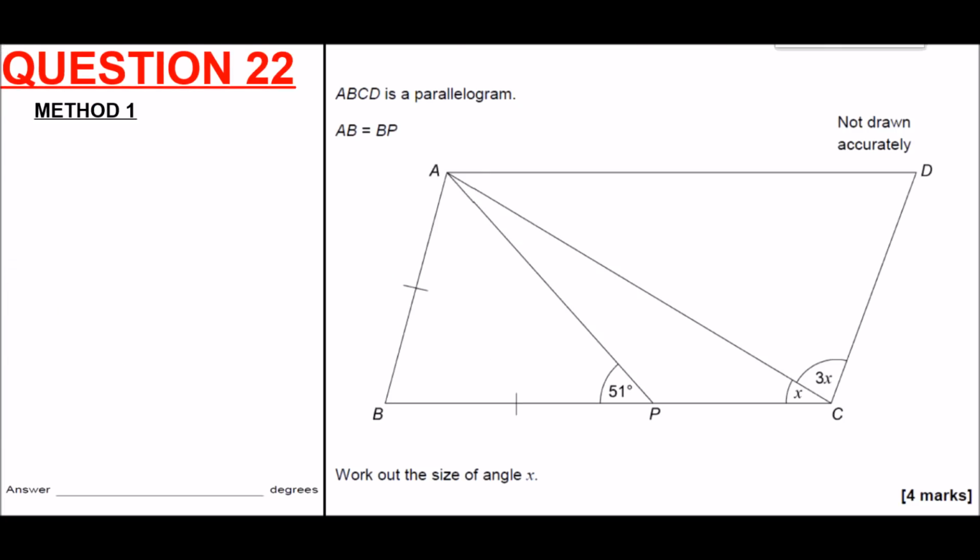Question 22, you can already see I've put method 1. So yeah, it's one of those questions where there's multiple different ways of getting to the correct answer. First of all, we're told that ABCD is a parallelogram and that AB equals BP. And so this side here is the same as that side there. So what it means is ABP, that triangle, is isosceles. So I can just make a note of that here. That's an isosceles triangle.